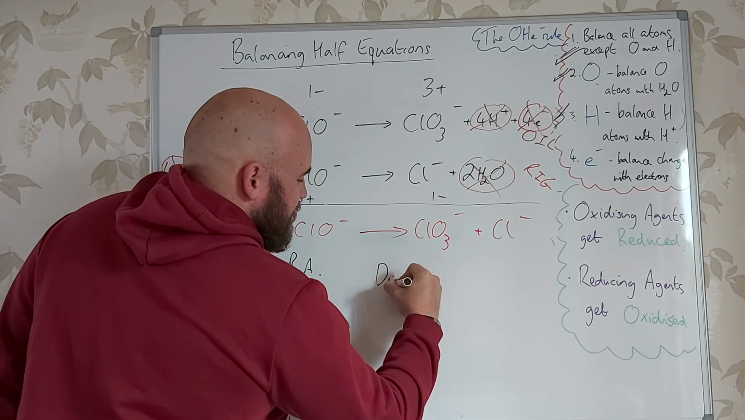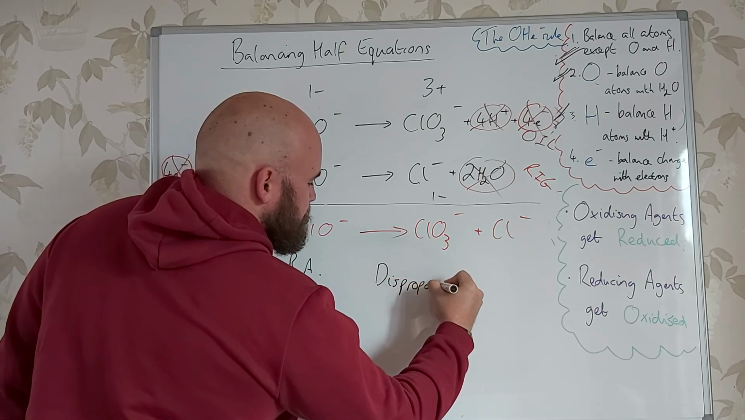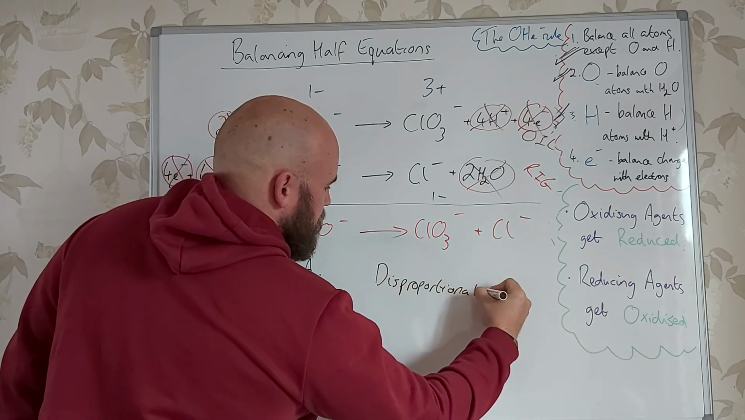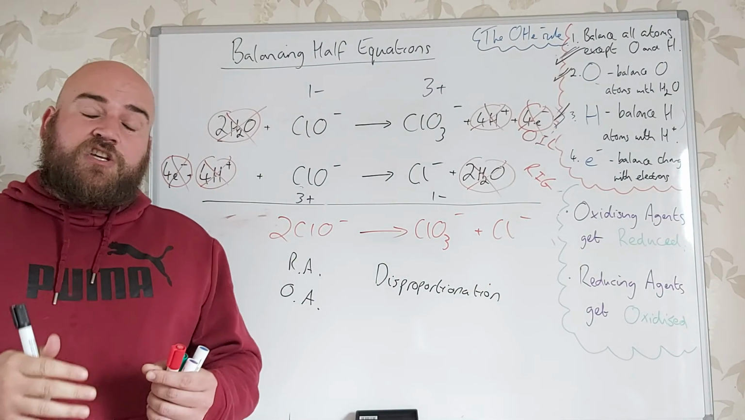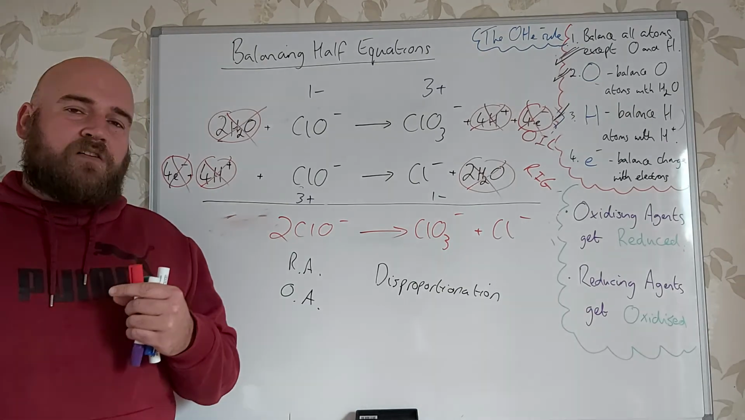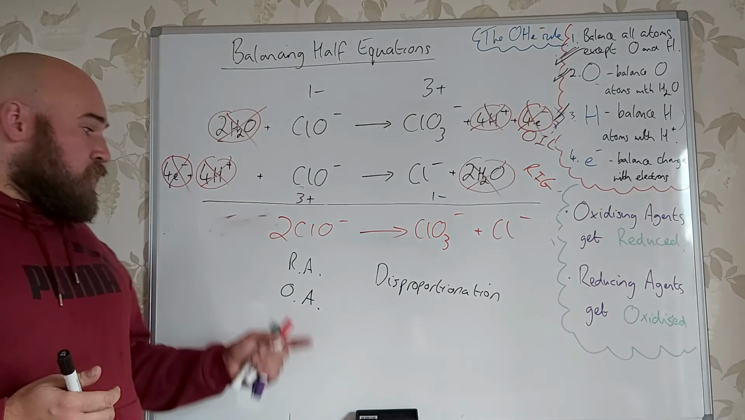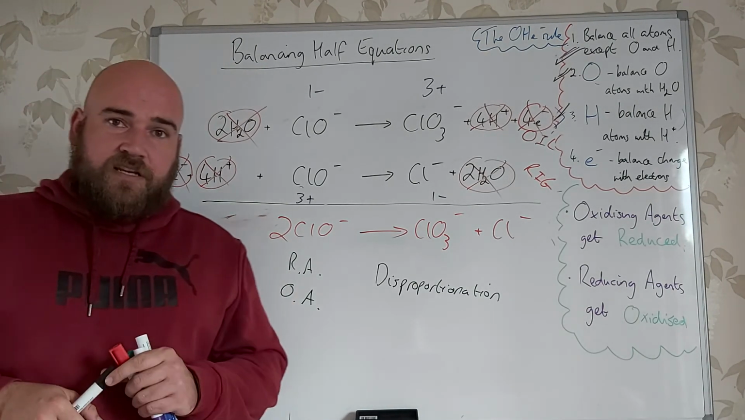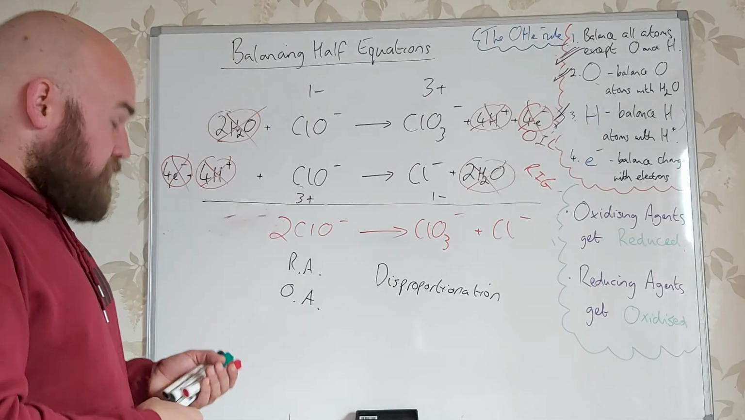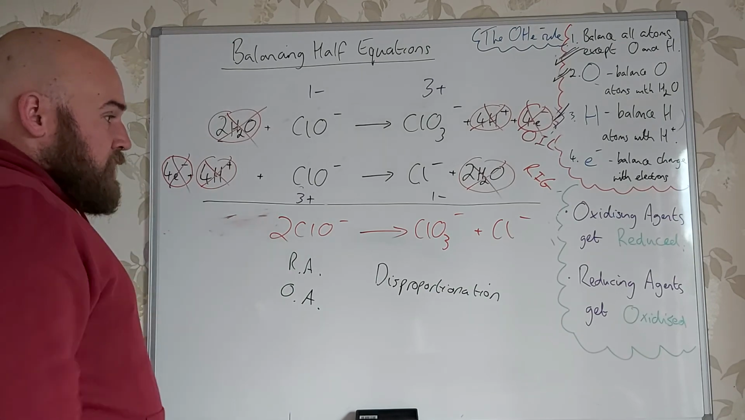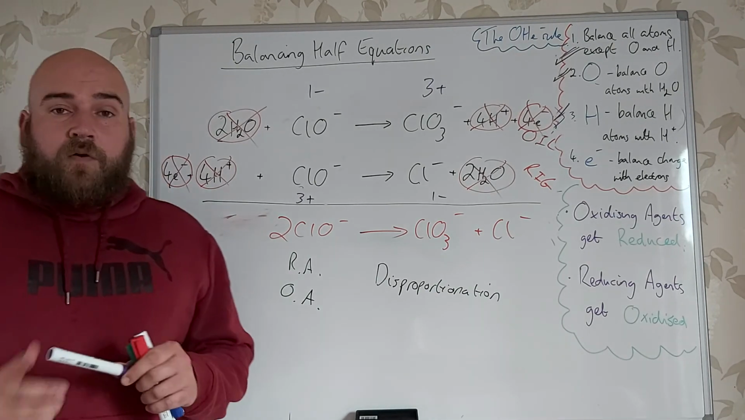It's called a disproportionation. It's a disproportionation reaction where the same chemical species is being simultaneously oxidized and reduced. Or in other words, where your reducing agent equals your oxidizing agent. It's a very specific form of redox reaction. Okay. So again, that's just a little walk through balancing half equations and the OIL RIG rule.